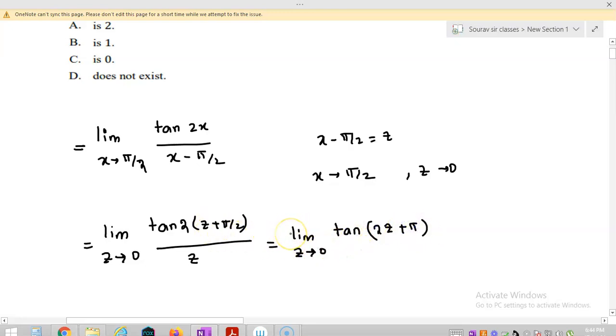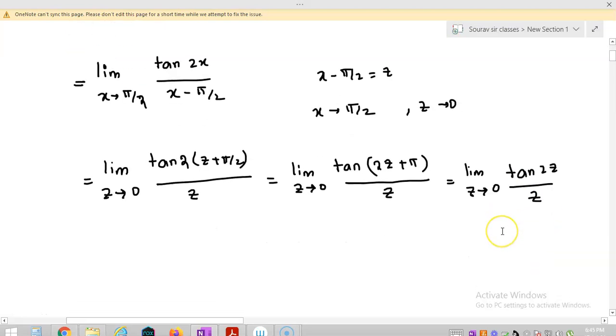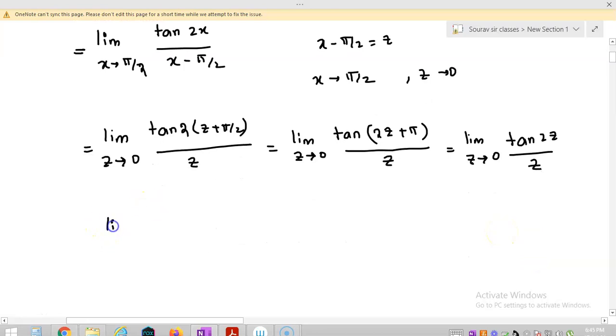Tan 2z plus pi. If the value of x is z plus pi by 2, so it will imply 2x is equal to 2z plus pi, right? So it will imply tan 2z plus pi by z, right students? We know that tan is a periodic function of period pi, so it will imply limit z tends to 0 tan of 2z by z, right students? So we need to find out the limit z tends to 0 tan of 2z by z.